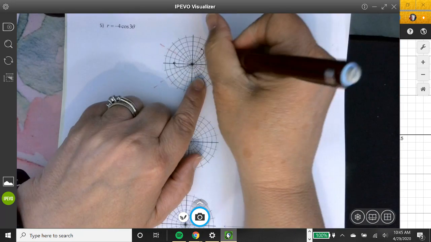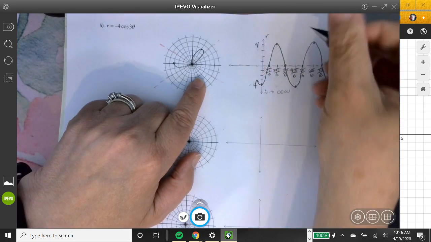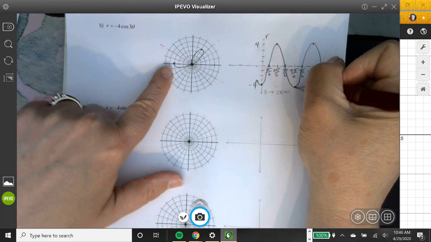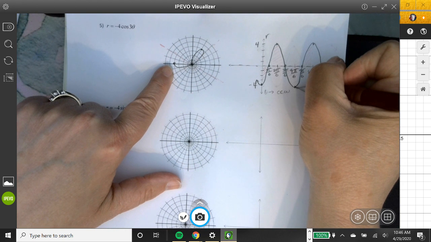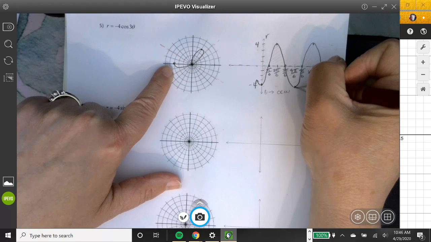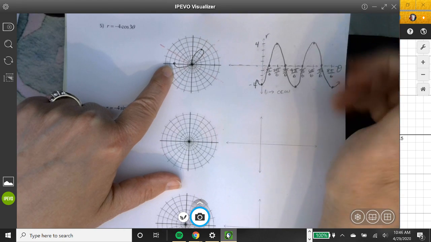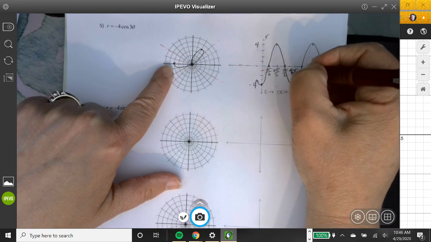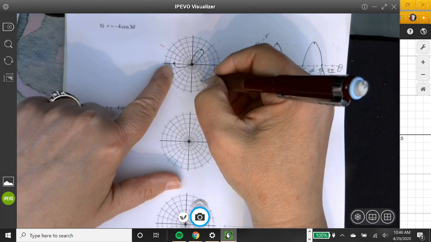And then back to the pole again. Here we go, back to the pole again. And then I'm going to go out radially -4 and rotate. That's 3 pi over 6, which is, I'm sorry, I can't even read my own handwriting. That's 4 pi over 6, right? I'm rotating 2 pi over 3.